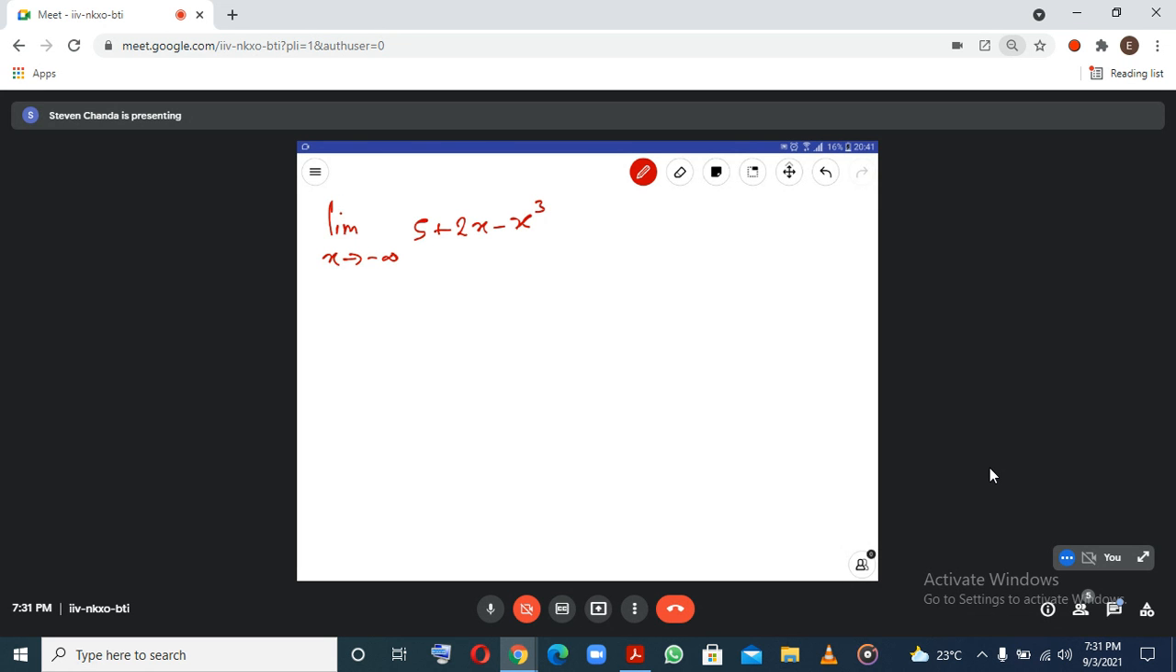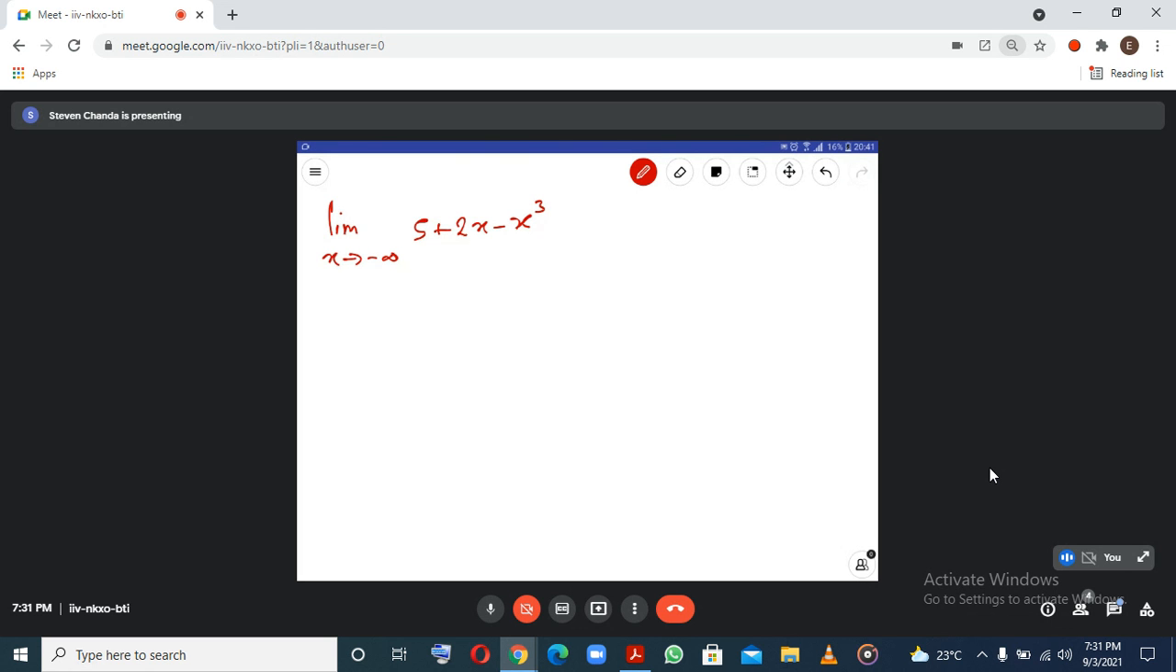Okay, so going to negative infinity. So how do you go about this question? There is something that you'd want to know about the significant values, or the significant things. So what are the significant things in our calculation?